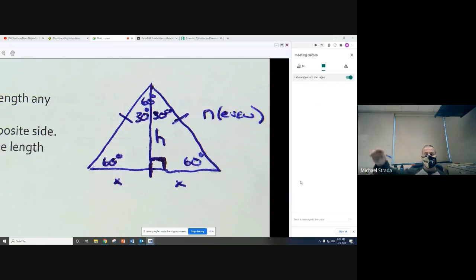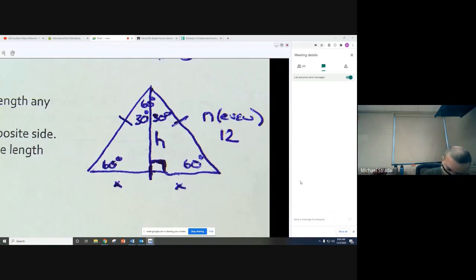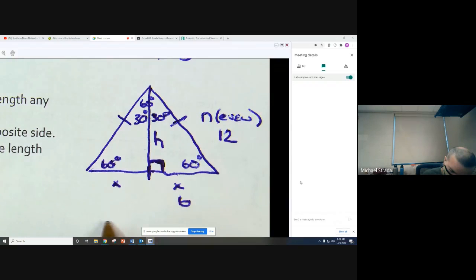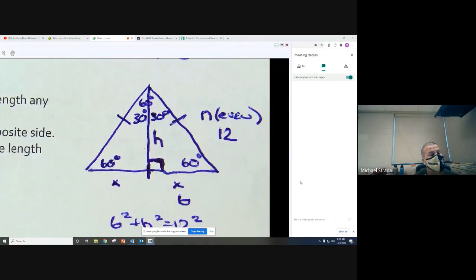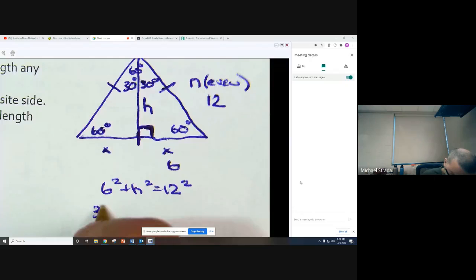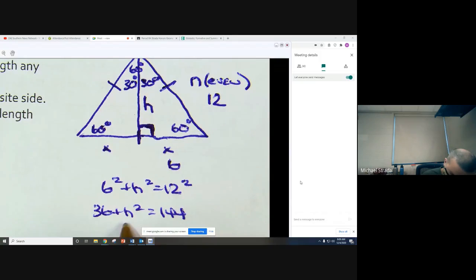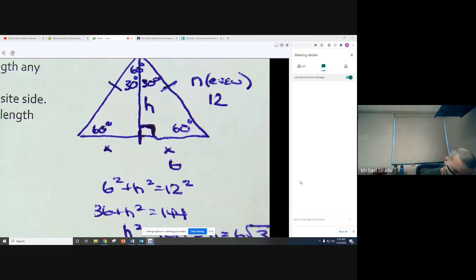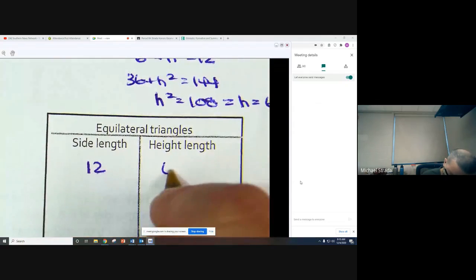All right. So if I made my side length, let's say 12, we made it an even number. Since that's a midpoint, x would be 6. Once again, we'd use the Pythagorean theorem to get the height. 6 squared plus h squared equals 12 squared. 6 squared is 36. 12 squared is 144. Subtracting the 36, you would get 108. And when you simplify it, h equals 6 root 3. So my side length was 12, and my height length was 6 root 3.